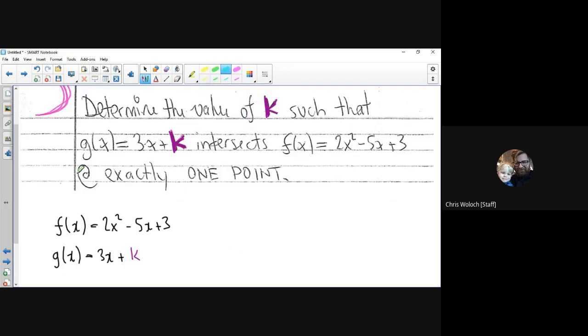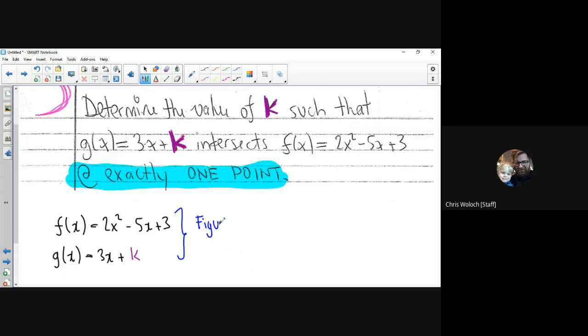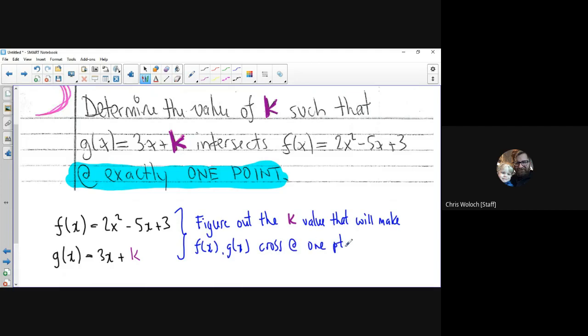Now, the next key point is this line, right? So what this line is telling you, okay, is that you need to figure out the k value that will make f of x and g of x cross at 1 point. Okay, cool.